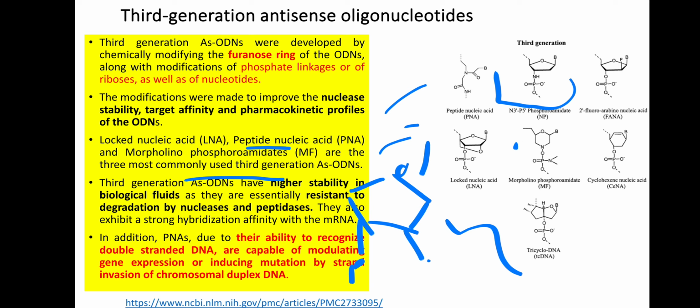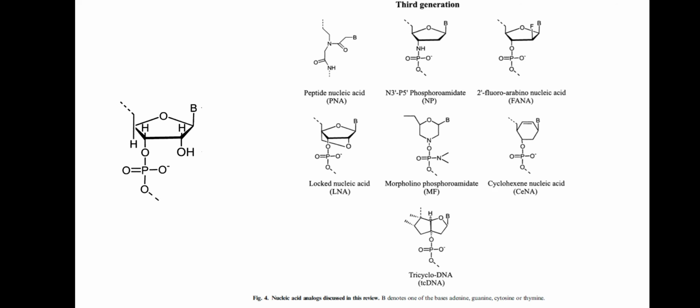So this is what you can see. This is another application: peptide nucleic acid. It has the ability to recognize DNA, and it is capable of modulating gene expression and inducing mutation. So this is very important for third generation oligonucleotides.